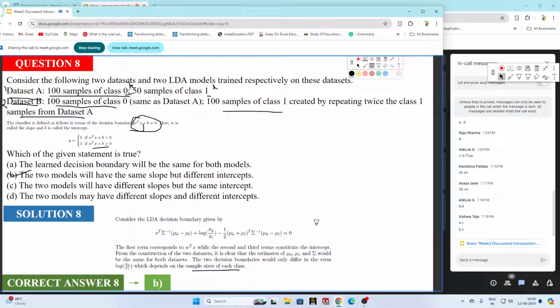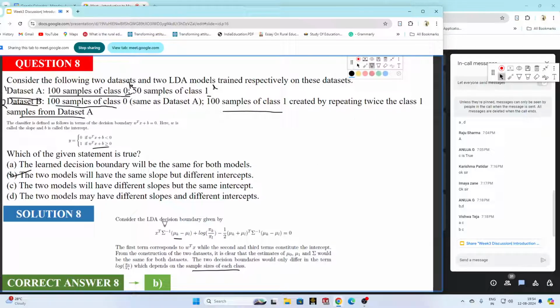Mu k means mean. Pi k is related to variance. Variance always depends on the scatter of the data points, so it will always depend on the number of data points, or the sample size. So let me explain again.